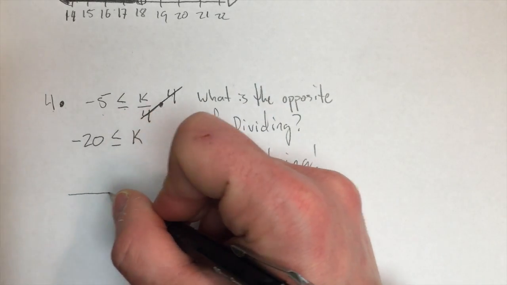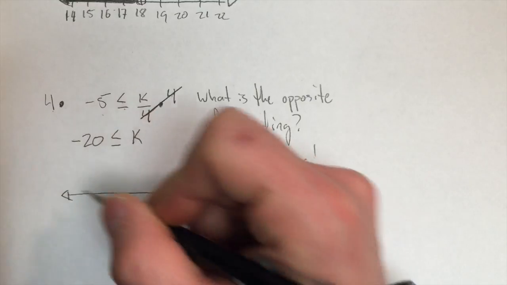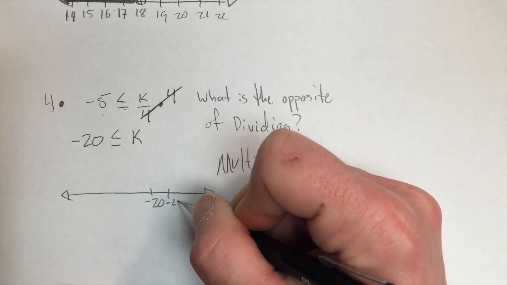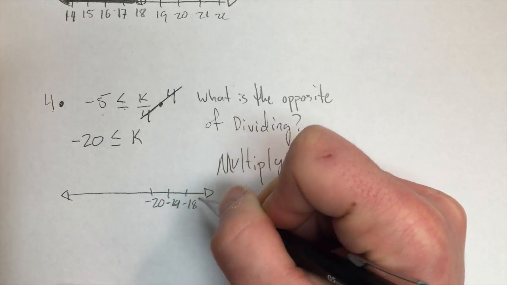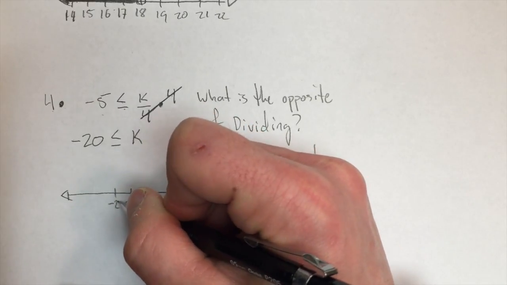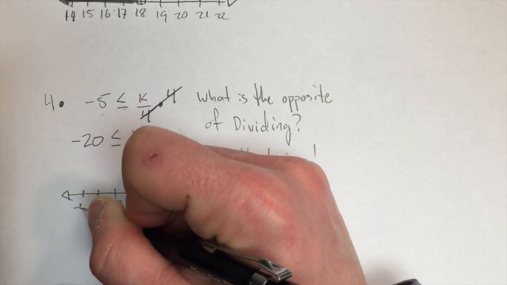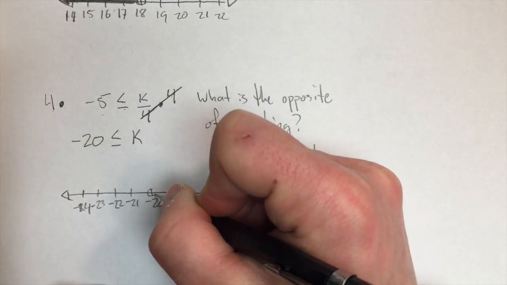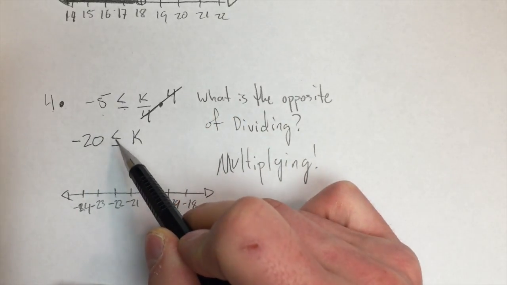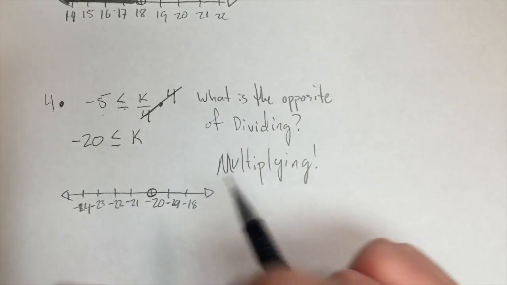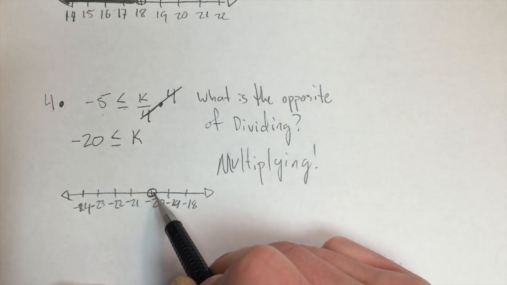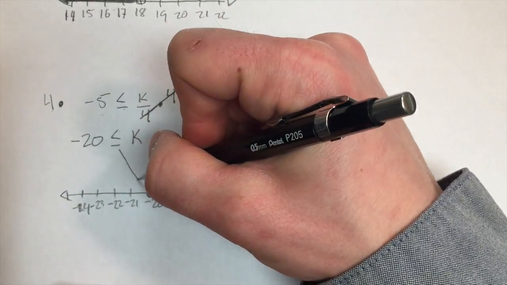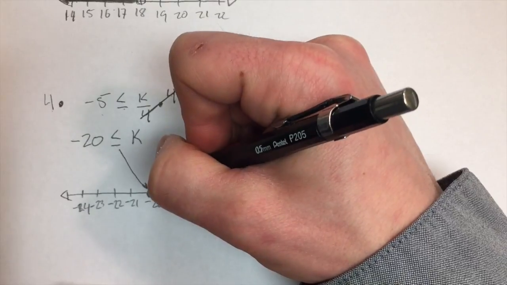All right, so let's make a number line. And let's put negative 20 near the center. Let's go negative 20, negative 19, negative 18, and the other way, negative 21, negative 22, negative 23, negative 24. We're working with negative 20, so I'm going to circle negative 20. Now it is less than or equal to negative 20, so negative 20 could be a solution to the problem. I'm going to fill that in because it is less than or equal to.